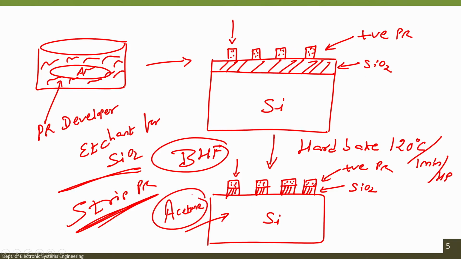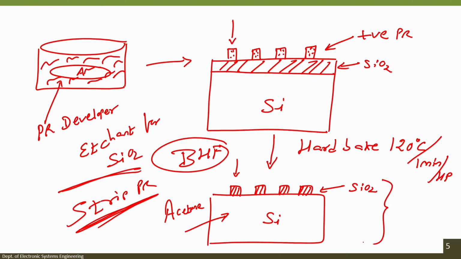So, if I dip the wafer in acetone, what would I have? I would have my photoresist stripped off and I would be left with the wafer as shown in the schematic. Alright. So, this is my silicon dioxide pattern on the silicon wafer. Easy. This is how the photolithography would work.